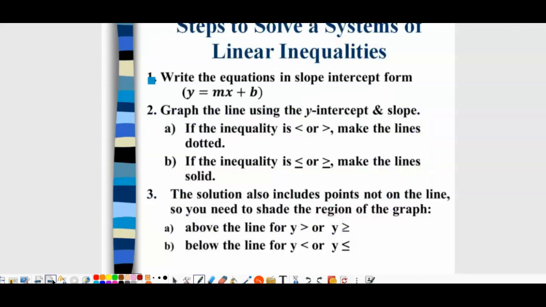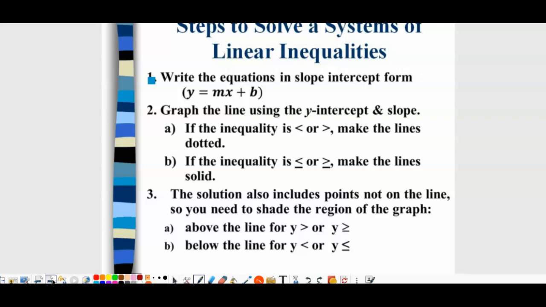All right, so a linear system of inequalities is going to be really similar to a linear system of equations, except that instead of a single point of intersection being the solution, it's the overlap of the shading that is the solution. And if the shading doesn't overlap, it's like parallel lines, which means there is no solution.